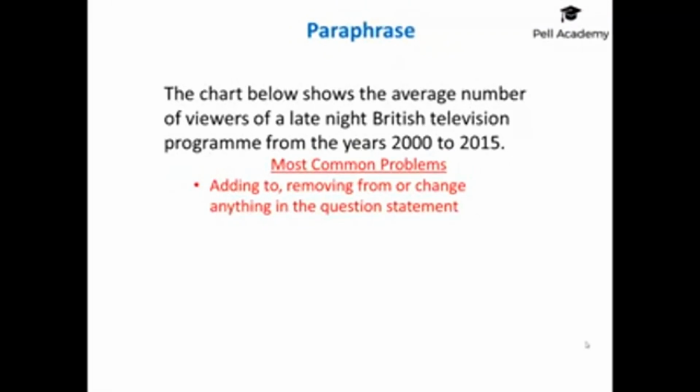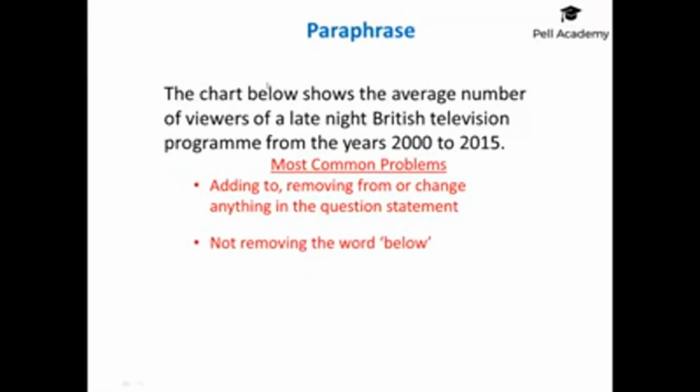Also, you want to avoid removing from the question statement. Any information that we have here should also be in your paraphrase. For example, if you said that the chart shows the average number of viewers of a British television program and you've removed late night, again, you've not paraphrased accurately, so avoid adding to, avoid removing, and avoid changing anything. For example, if you change the British television program to an English television program, British and English isn't exactly the same, you've changed some of the meaning, and again, you're not going to have an accurate paraphrase. So avoid adding, removing, or changing anything from what was in the original question statement.